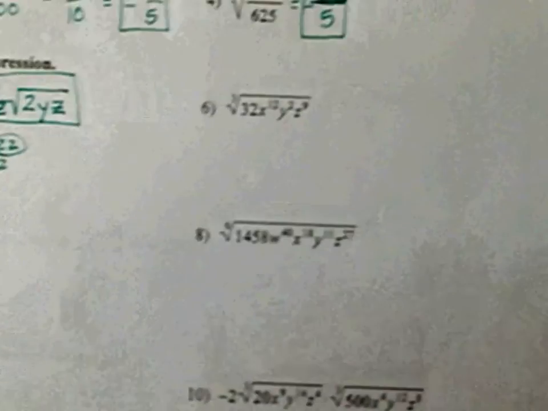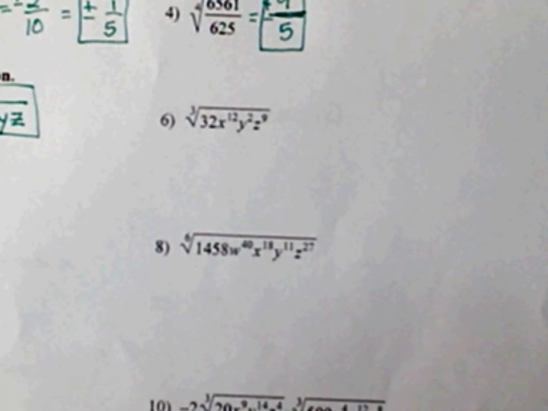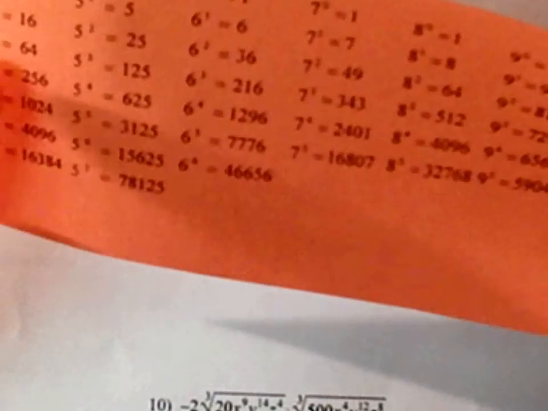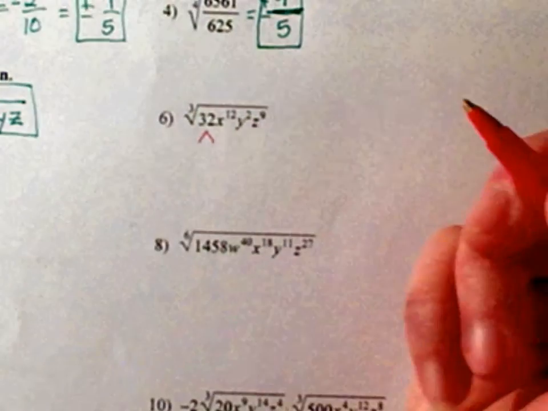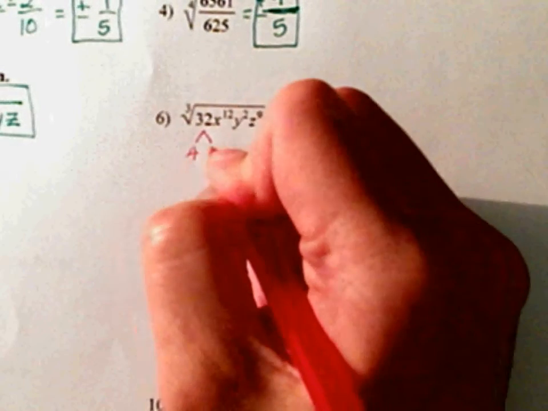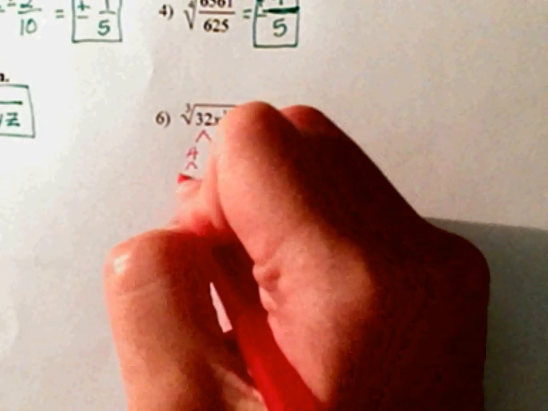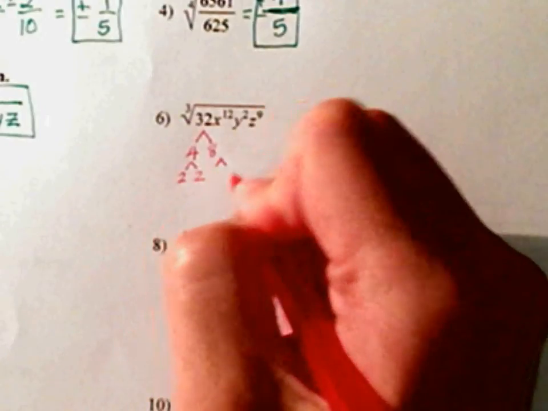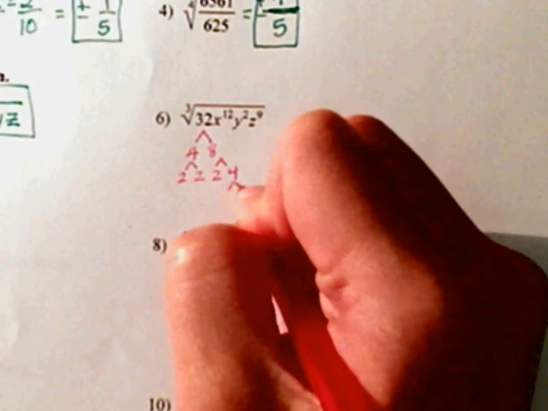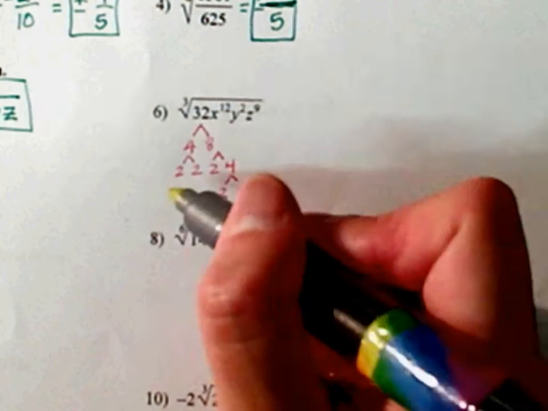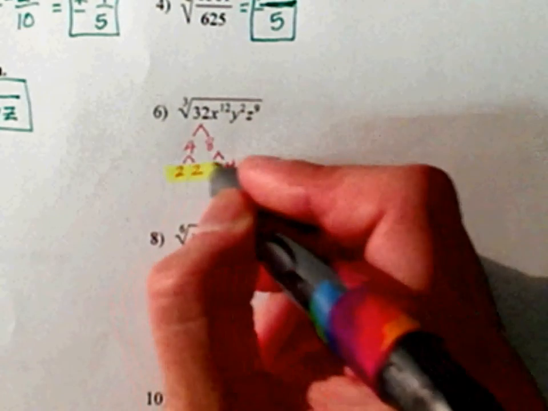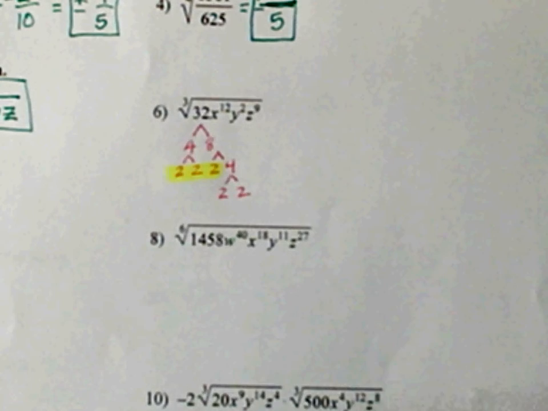Number 6. Okay. Take a look. Cube root of 32. See how there's a cube root? There's no perfect cube of 32. Since there's not, you need to do your tree. Factors of 32 are 4 and 8. Factors of 4 are 2 and 2. Factors of 8 are 2 and 4. 2 and 2. Your root is 3, so you're looking for 3 of a kind, and there's 3 of them right there.